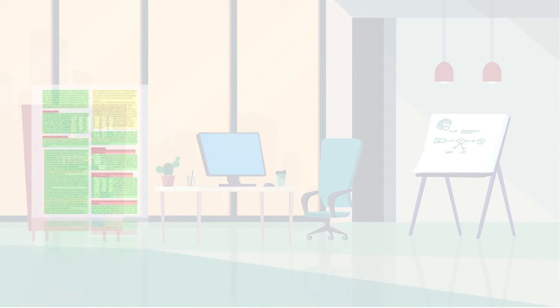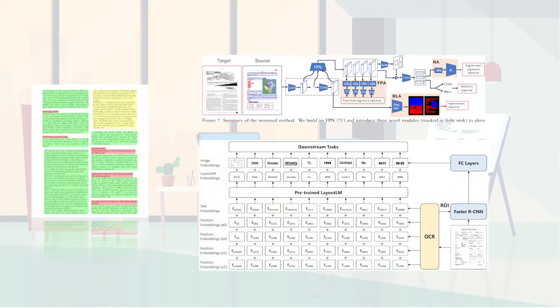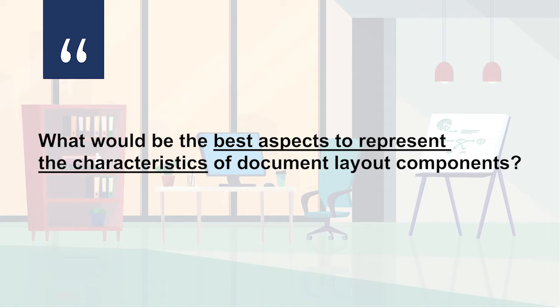Traditional deep learning-based DLA approaches mainly apply visual and textual features. But, it is not enough to analyze the characteristics and relations of document layout components in order to classify them. There should be two questions to solve this issue. The first question is, what would be the best aspects to represent the characteristics of different document layout components?